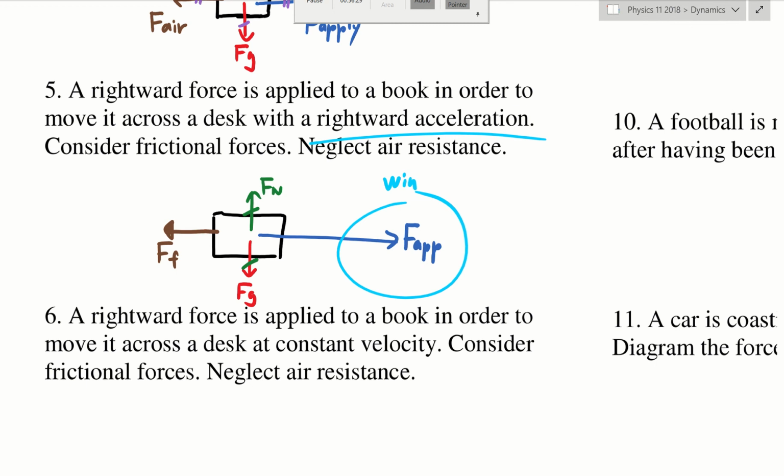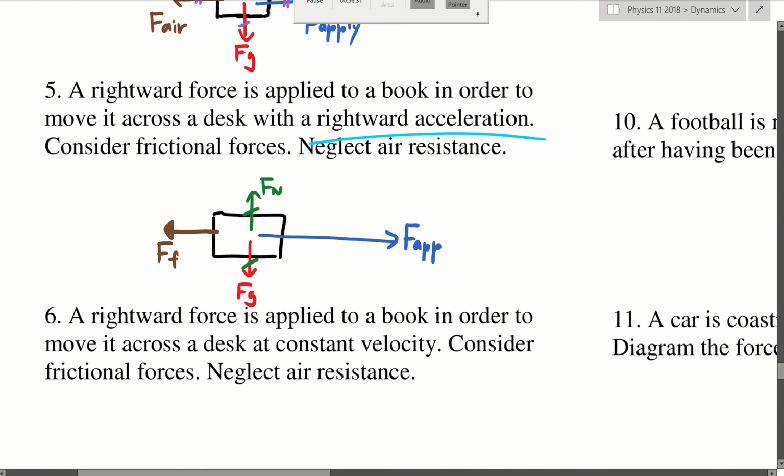Now, in the free body diagram, of course, you don't have to draw who wins. Like this picture right here is the perfect free body diagram. I'm just putting that extra piece of information for you to see. Because I have right-hand side acceleration, I should have the right-hand side force winning.